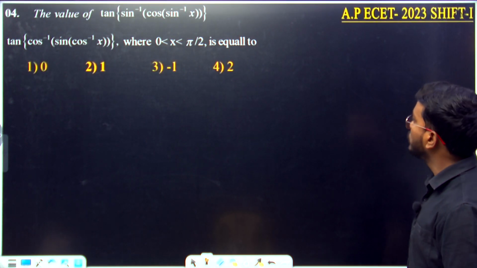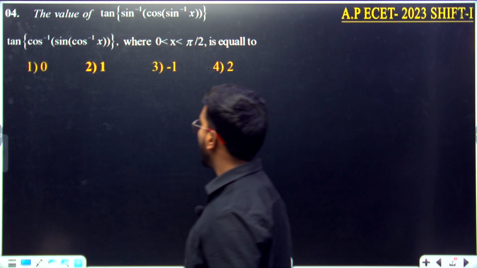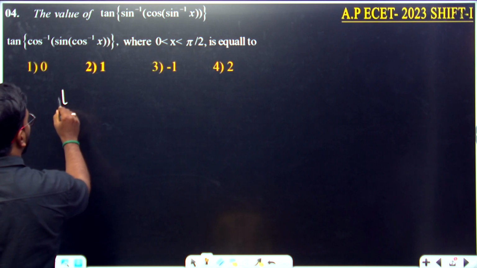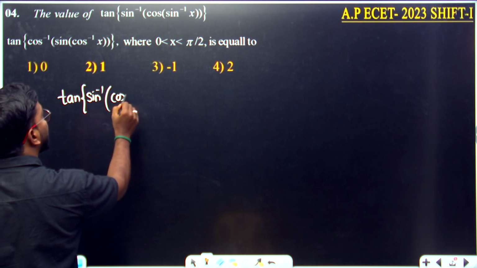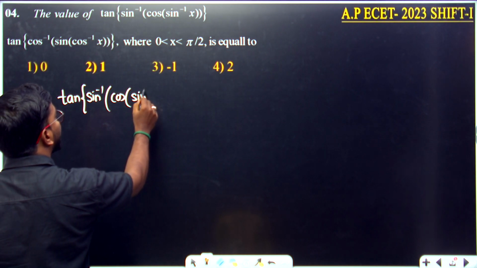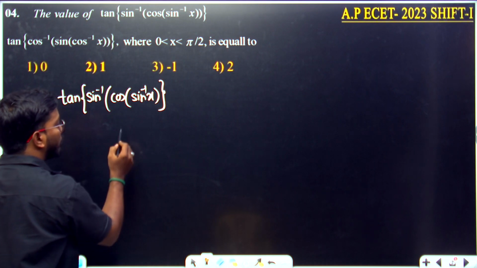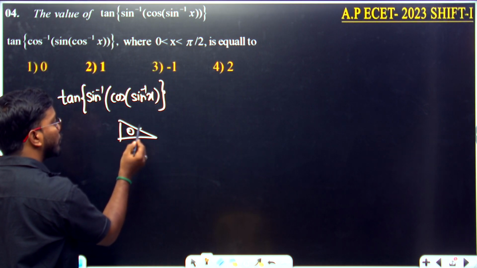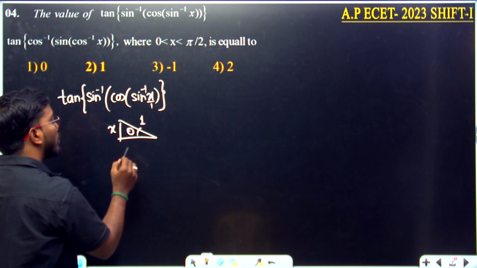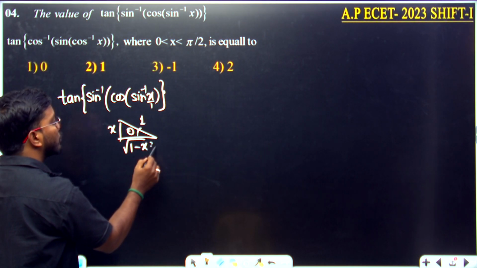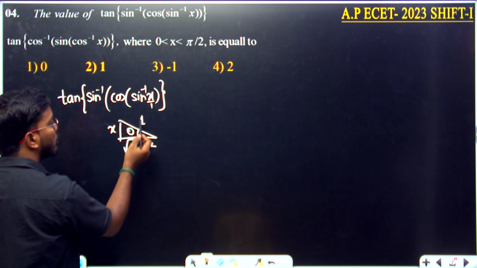The next question appeared in 2023 itself. The value of tan of cos of sine inverse of x. We will start solving from this side. Sine inverse, outside we have cos, so we need to convert it in terms of cos. This is x, x is opposite, 1 is hypotenuse, that is x by 1. So the adjacent is going to become square root of 1 minus x square. If I write the cos inverse here, cos inverse gets cancelled, you will have adjacent by hypotenuse.